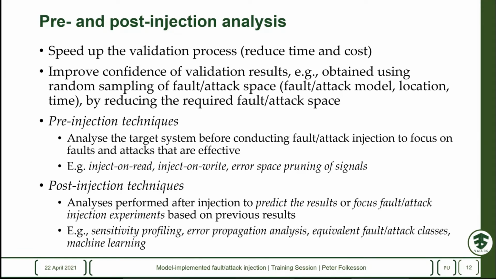So in this project, we are looking at speeding up the safety and security validation process for model implemented fault and attack injection. As part of this effort, we will look at methods which will improve the confidence of the validation results, for example, those obtained using random sampling of the available fault and attack space. And we do this by reducing the required fault and attack space. In this case, we define the fault and attack space as consisting of the fault and attack model used, the location of the fault and attack, and the point in time of the fault and attack.